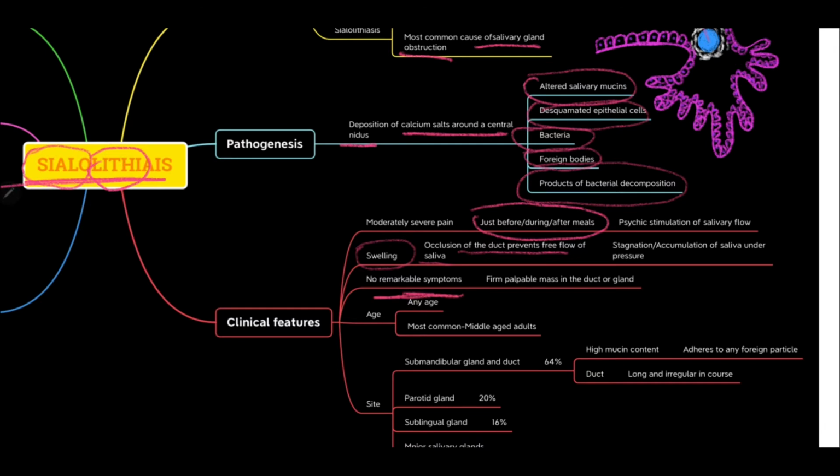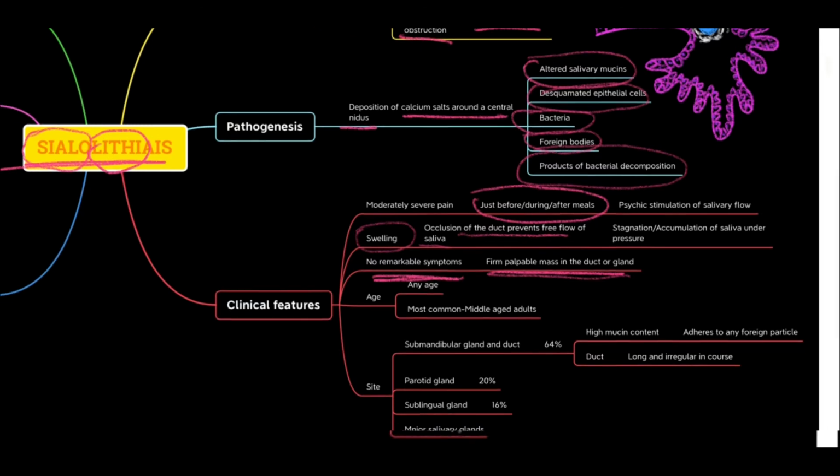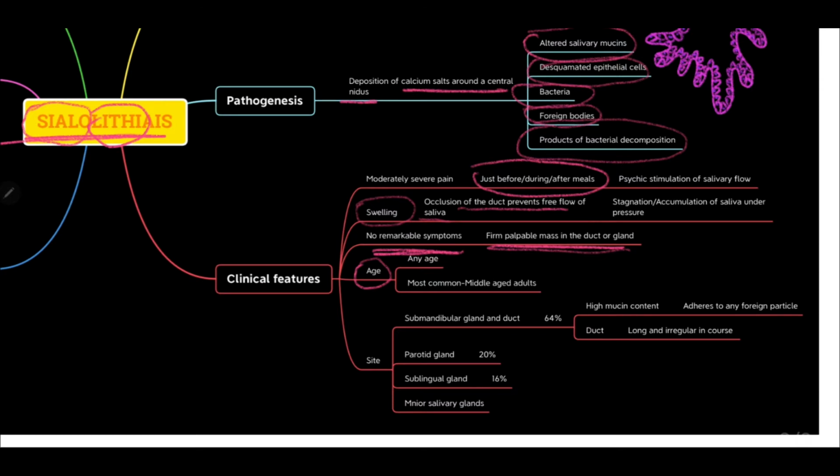It's not necessary that the patient will have some symptoms. He might come with no remarkable symptoms, but if you palpate the area, you would find a palpable mass in the duct or the gland. So it's not necessary that he has a pain or swelling, but you might just feel it when you palpate it. The most common age group is middle-aged adults, but it can happen at any age.